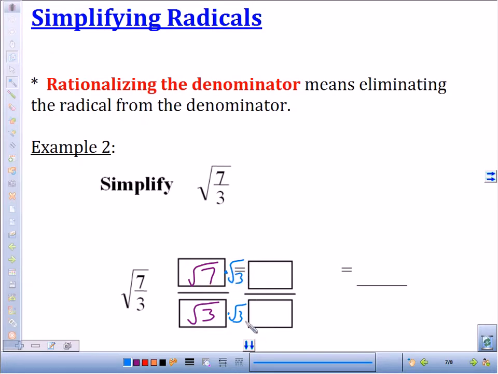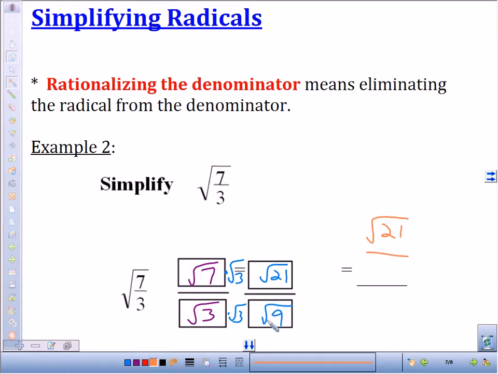Now we've already seen that product property. It says we can mush these things together. So the square root of 3 times the square root of 3 is the square root of 9. The square root of 7 times the square root of 3 is the square root of 21. Now, the square root of 21 doesn't have any large perfect squares. So I can't simplify that. It's just the square root of 21.